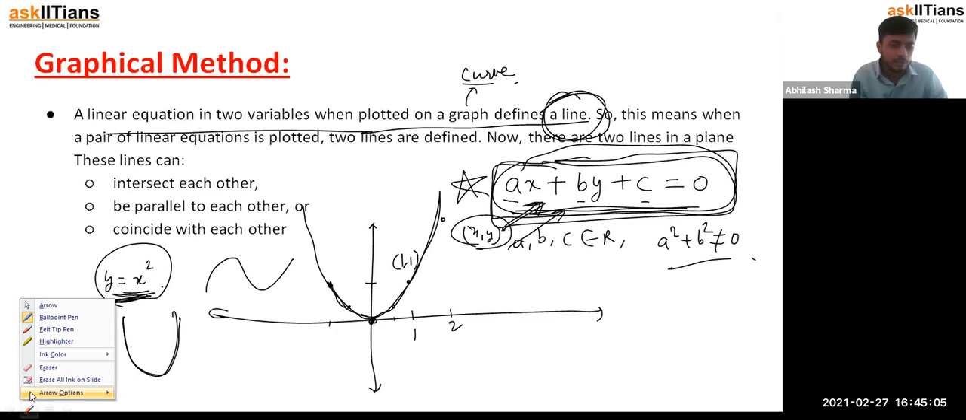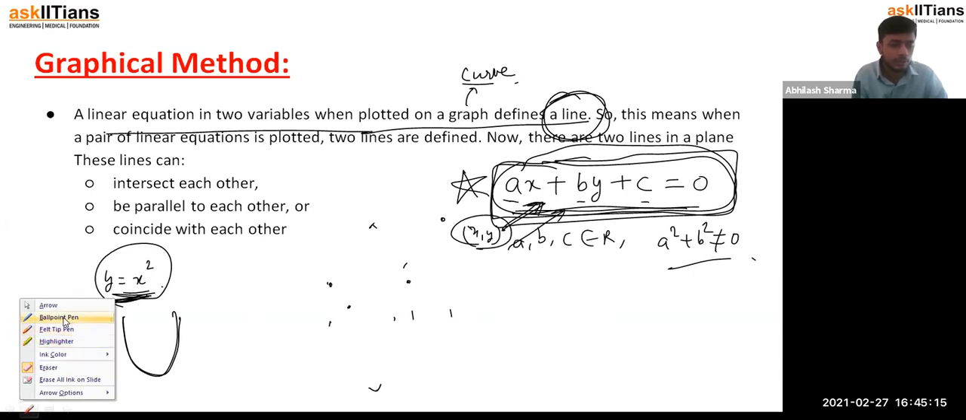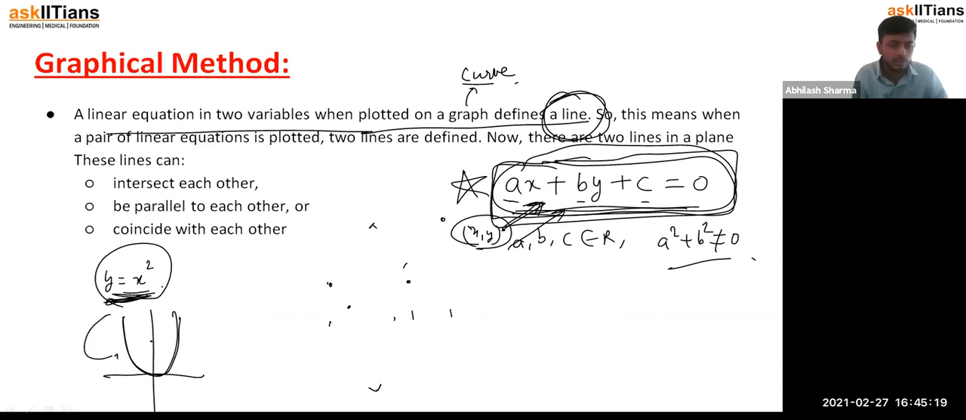I will just erase this graph for y equal to x square. And now let us talk about the graph of a linear equation. Okay, so this is the graph of this thing. Now talking about a linear equation, let us take an easy example.